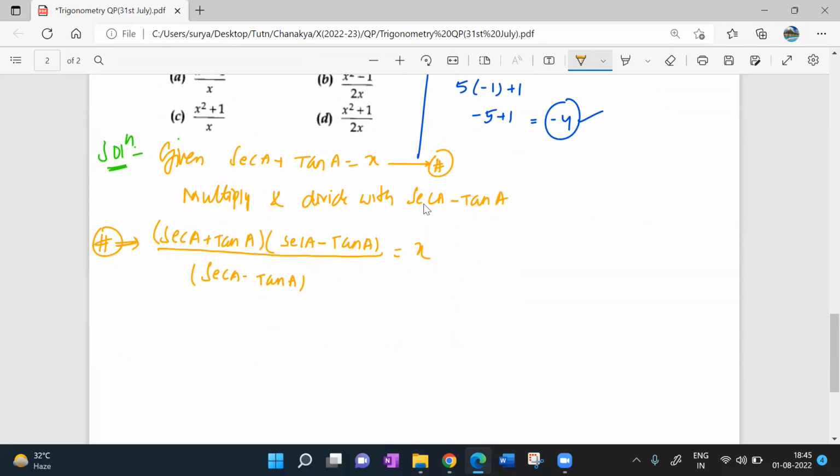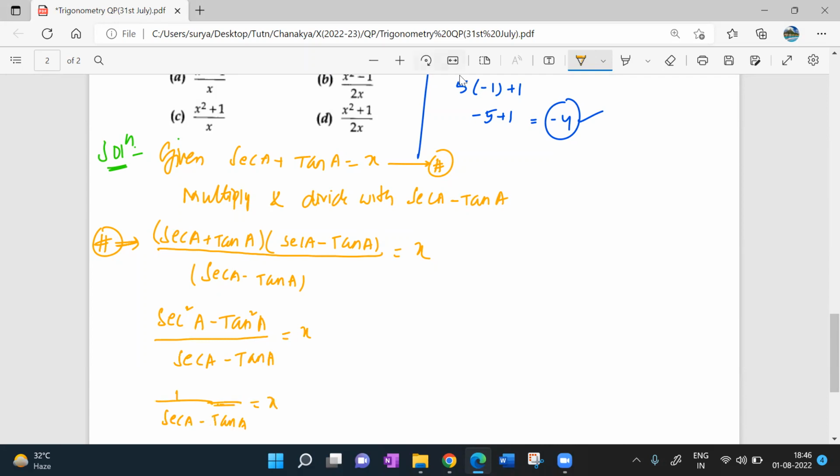Now look at it here. In the numerator, isn't it looking like (a plus b) into (a minus b)? So a square minus b square can be written, the whole divided by secant A minus tan A, is equal to x. Secant square minus tan square A is what, beta? 1. So 1 divided by secant A minus tan A is equal to x.